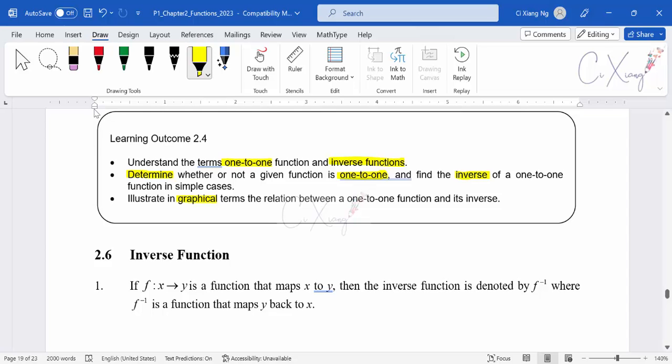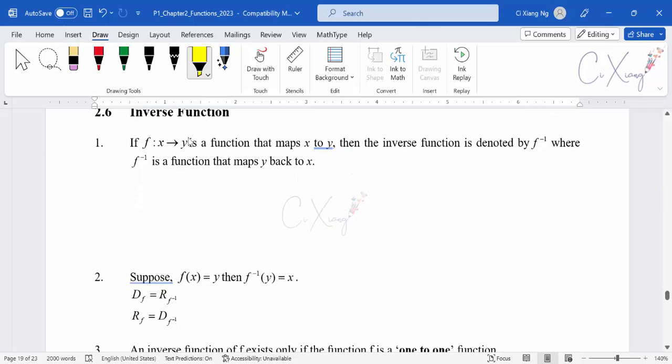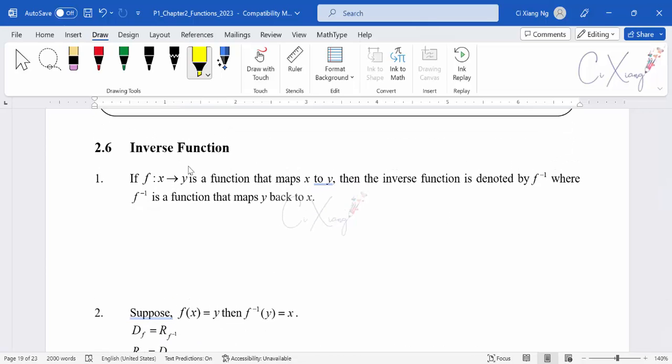Okay, so let's start. For this 2.6 inverse function, when we have a function f that maps x to y, the inverse function is denoted by f inverse. You can see that the symbol is f power -1. You need to understand that this f inverse x does not have the same meaning as 1 over f x. So the f inverse here actually means the inverse function, but the symbol looks like this. Don't misunderstand or confuse it with 1 over f x, they are not the same thing, right?